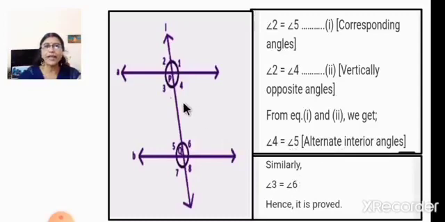Similarly, we can prove angle 3 is also equal to angle 6. So hence it is proved. We can tell that alternate interior angles are equal when two lines are parallel and cut by a transversal.